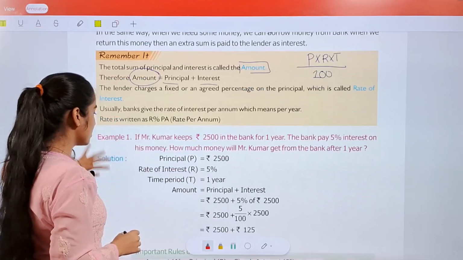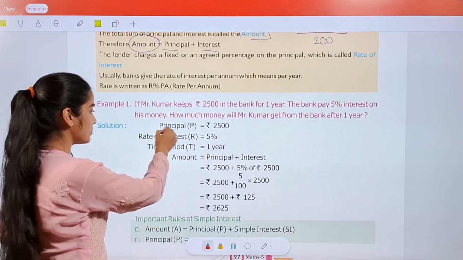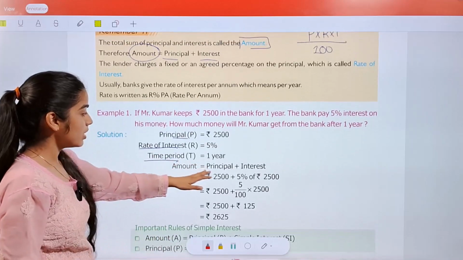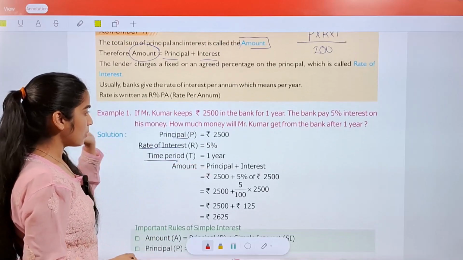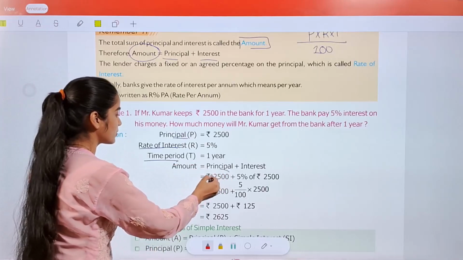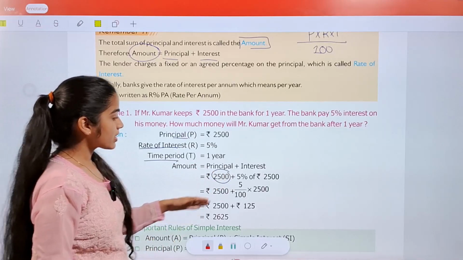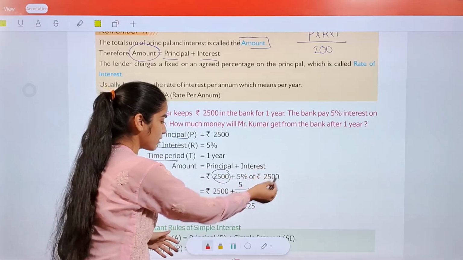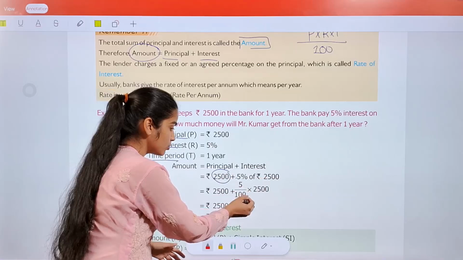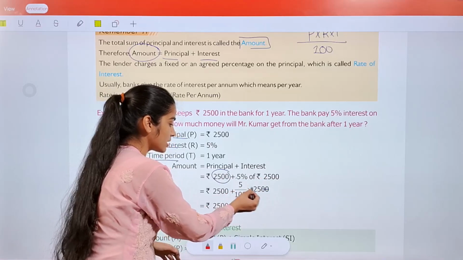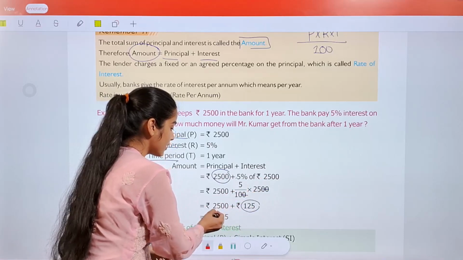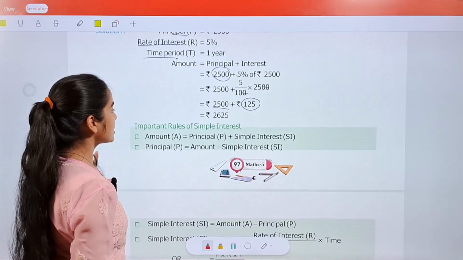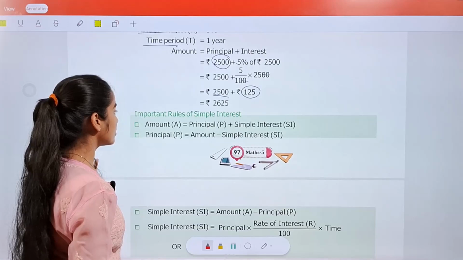Okay, now we have principal, rate of interest and time period, and now we have to calculate the amount. So principal is 2,500. Now what is the interest? 5% of 2,500. So what will 5% of 2,500 be? We have to calculate. 2 zeros cancel out with 2 zeros. 5 multiplied by 25 is 125. We just add these two numbers together. So our answer is 2,625.